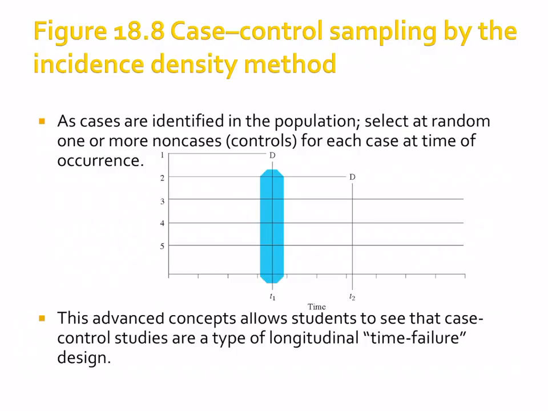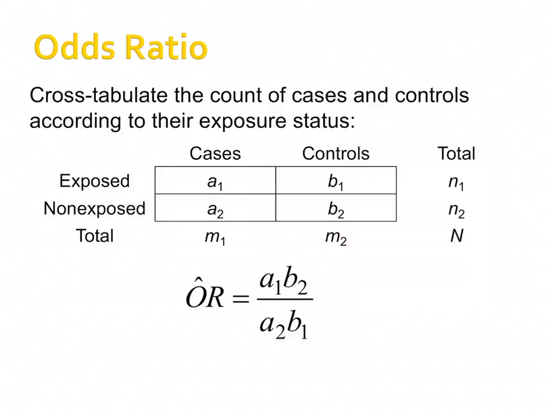So here you have case control sampling by the incidence density method. As cases are identified in the population at random, one or more non-cases are selected as controls for each case at the time of the occurrence. You have D's, normally for disease, and this is over time. As you define the number of occurrences over time, you find your new disease cases. This is a concept that allows students to see that case controls are a type of longitudinal study, a time-to-failure design. So you're studying particular diseases over time, and these are rare diseases.